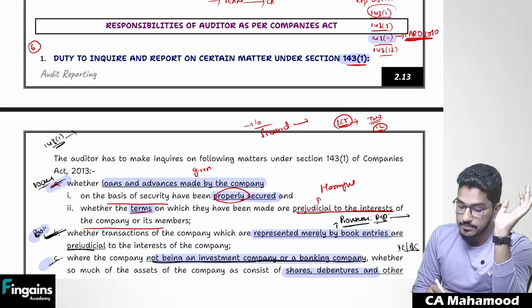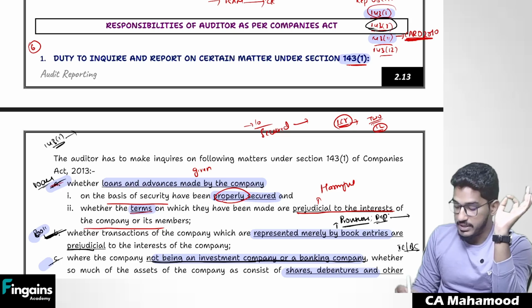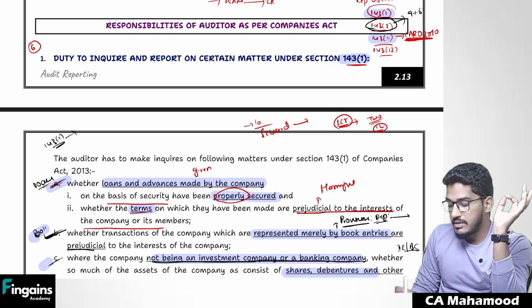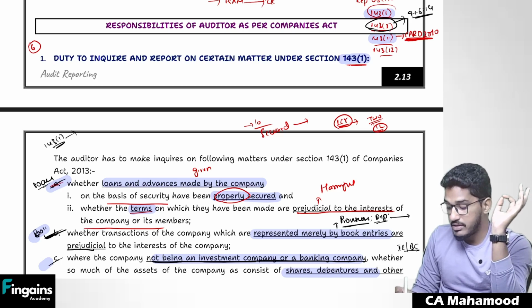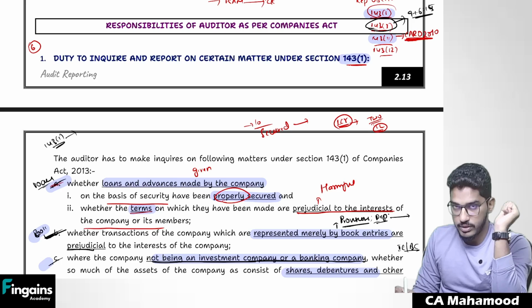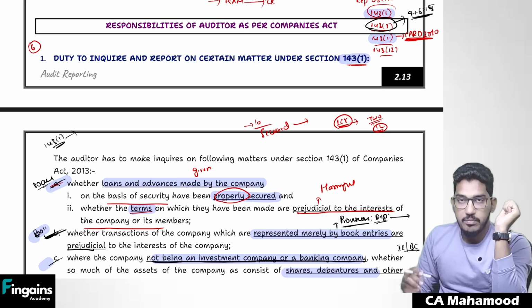Okay, we are done with that. Now coming to the next section of the reporting requirements, we have 143 subsection 3. Under 143 subsection 3, we have 9 plus 6, 15 matters which are required to be reported. Now, what are these 15 matters?